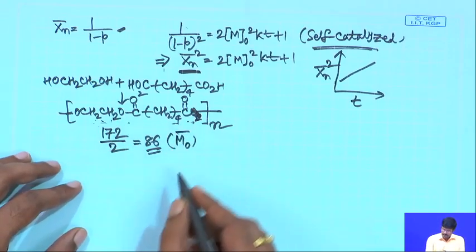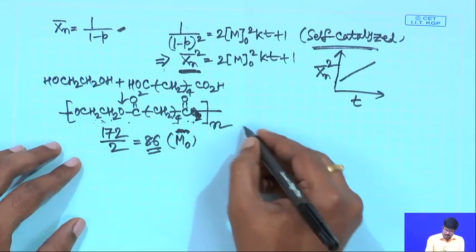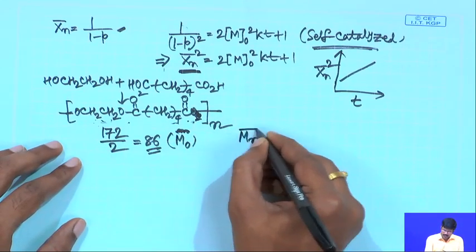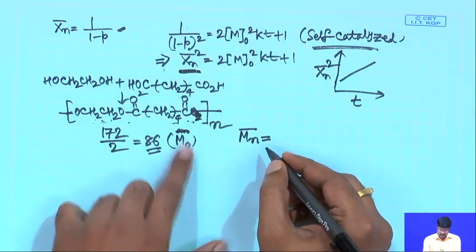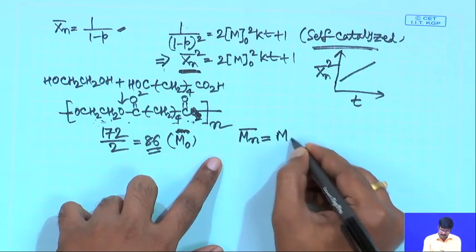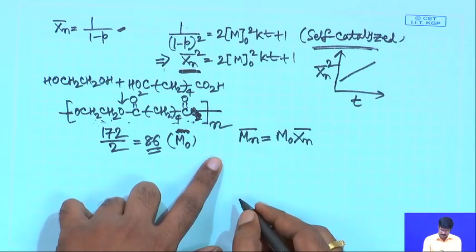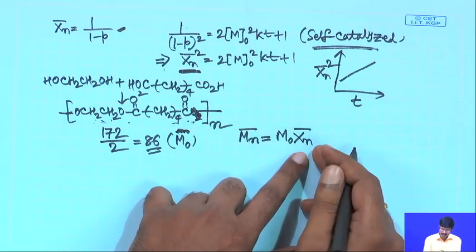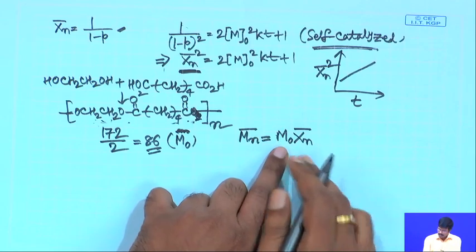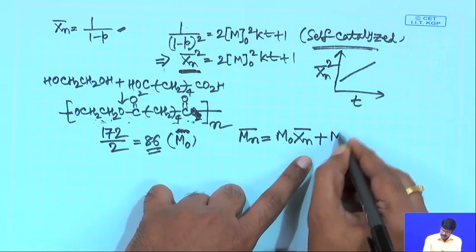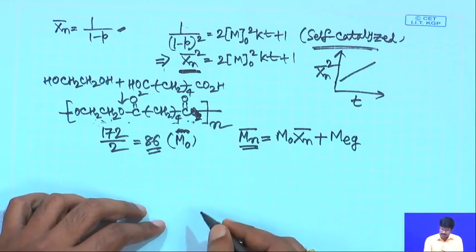Now, what is the number average molecular weight for this particular polymer? That will be the average molecular weight per structural unit times the degree of polymerization. So, you multiply the total number of structural units by the average molecular weight per structural unit, and you then add the molecular weight of the end group, and that becomes your number average molecular weight.